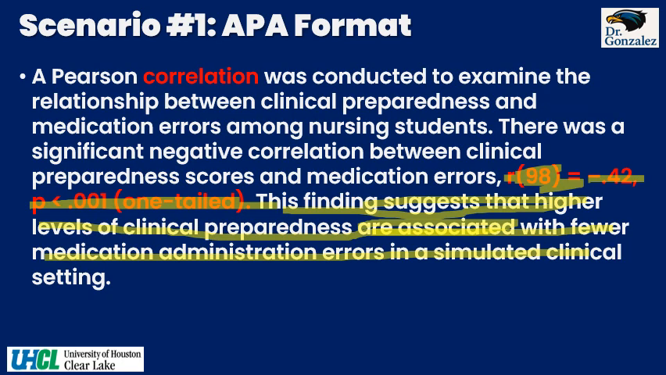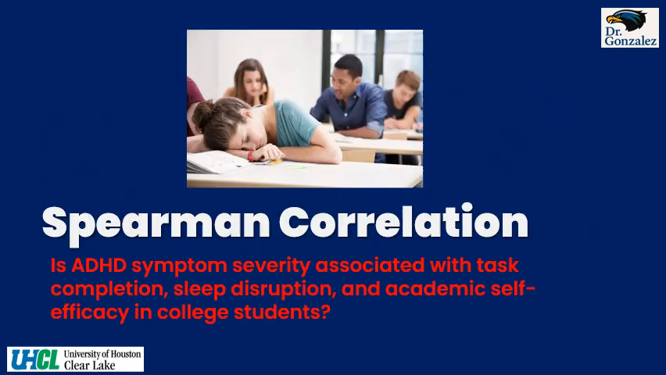So we're going to go over a Spearman, and then I'm going to end this presentation, and you will go and work on your assignment. All right, so we looked at our Pearson correlation. Now we are going to look at a Spearman correlation. That just means that one of these variables is going to be measured using an ordinal scale. Okay?